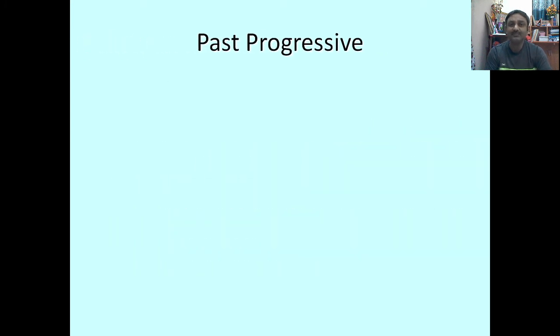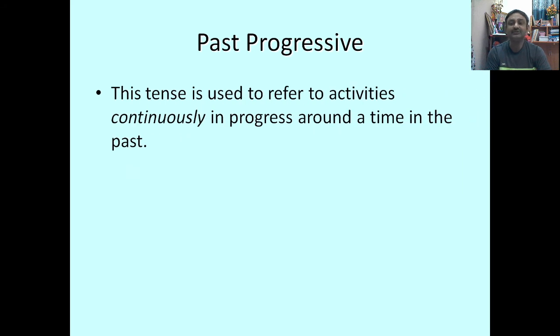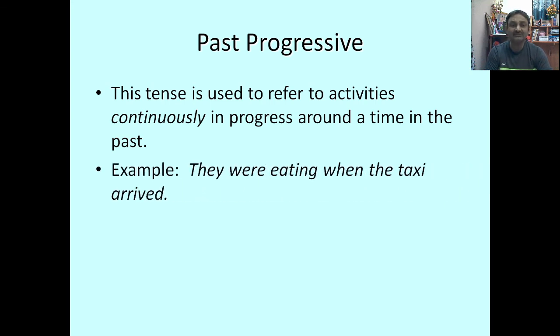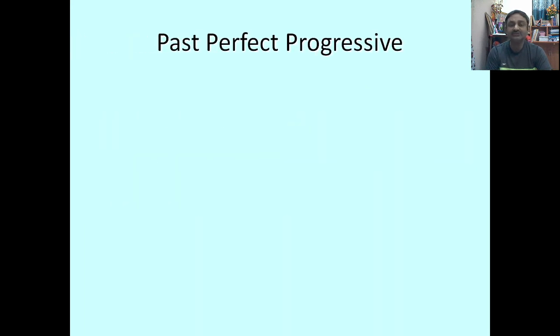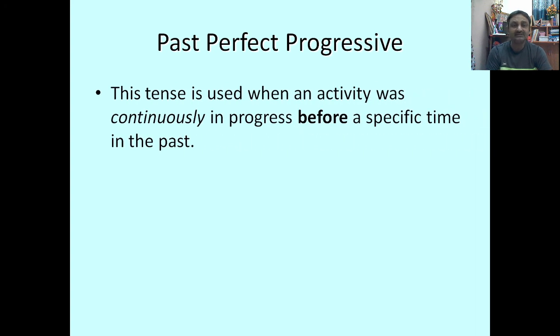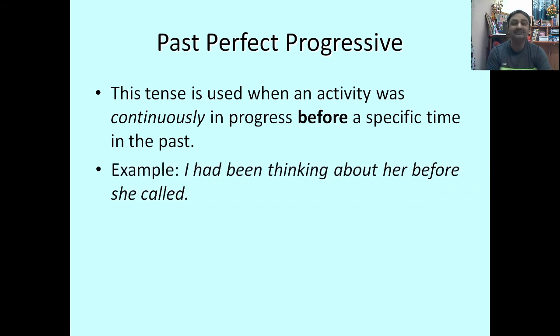So next, past progressive. This tense is used to refer to activities which were continuously in progress around a time in the past. Examples: they were eating when the taxi arrived. The form is was or were plus verb ing. Now third one, past perfect progressive. This tense is used when an activity was continuously in progress before a specific time in the past. Examples: I had been thinking about her before she called. The form is had plus been plus verb ing.